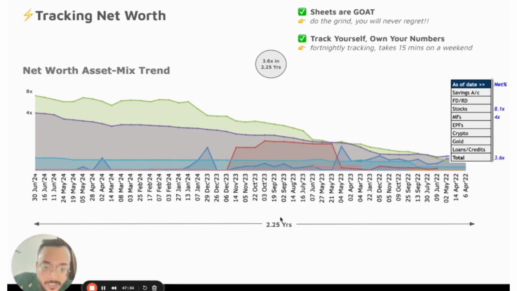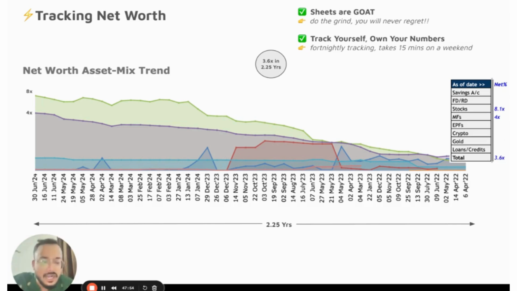Over this particular period, 2.25 years, my net worth has gone up 3.6x. My mutual fund corpus has grown 4x. My stock portfolio has grown 8x. Across these buckets, my overall net worth mix is currently stocks and mutual fund roughly 94%. EPF and some kind of loan on credits that I have given to other people is very, very small.